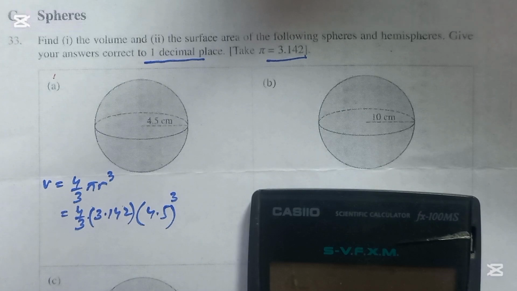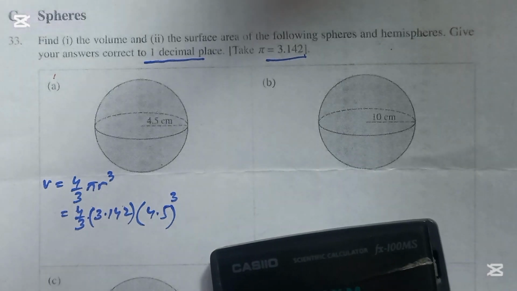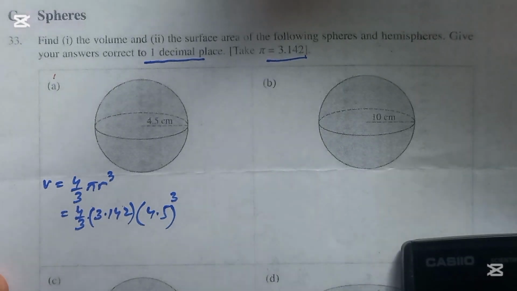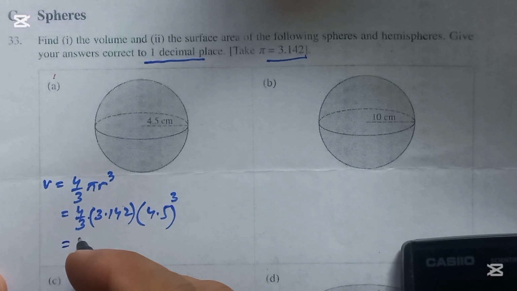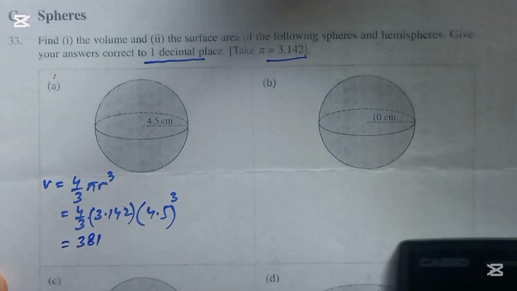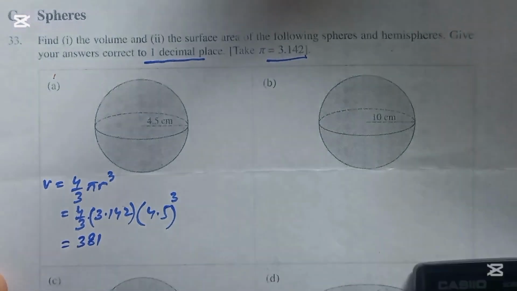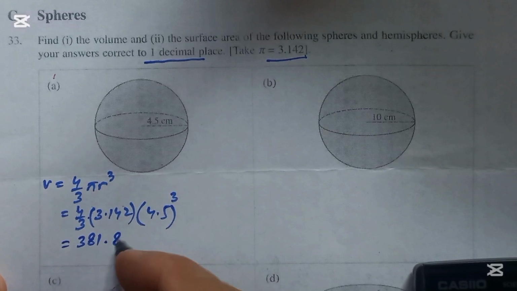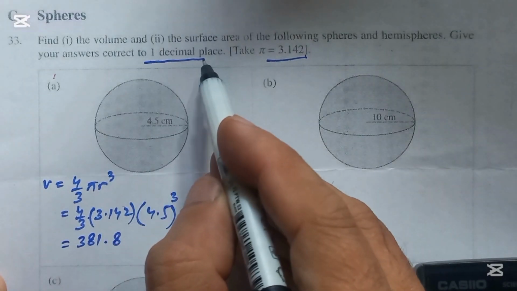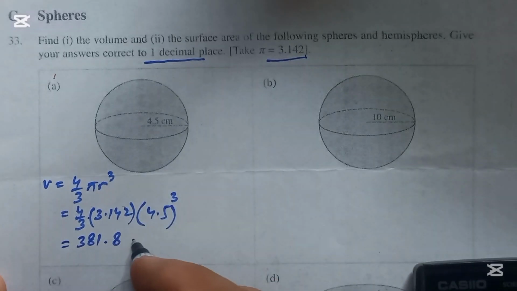4.5 cube, multiplied by 3.142, multiplied by 4, divided by 3. So the answer is 381.8, because one decimal place is the requirement, and the answer will be in centimeter cube.